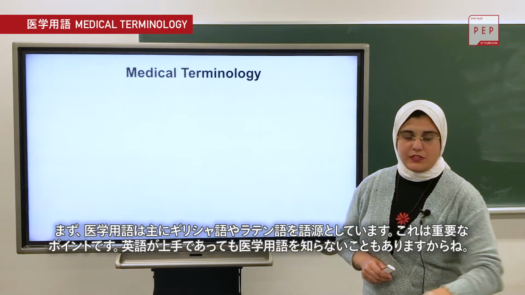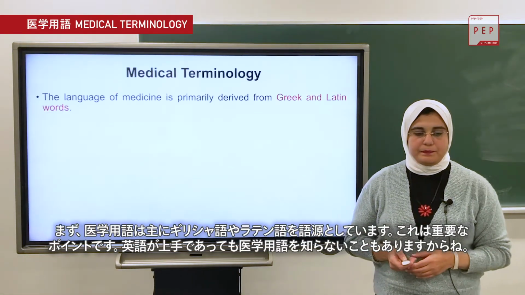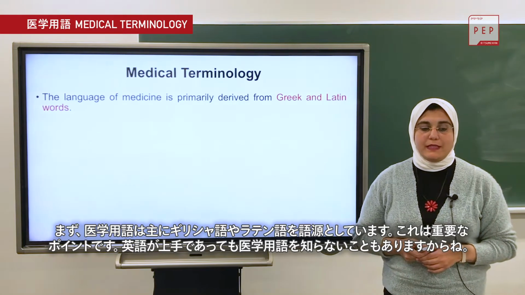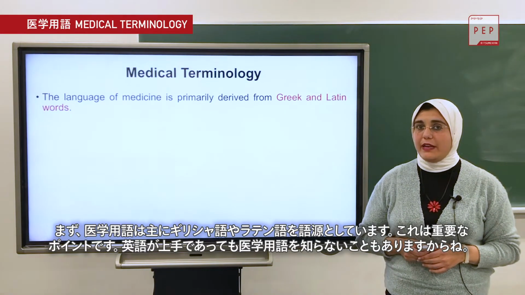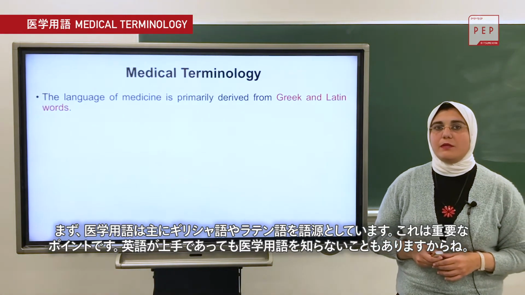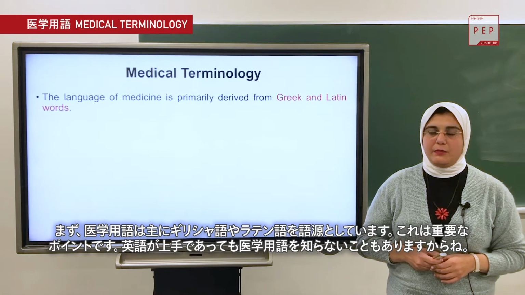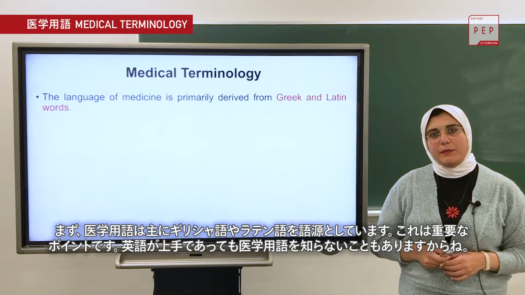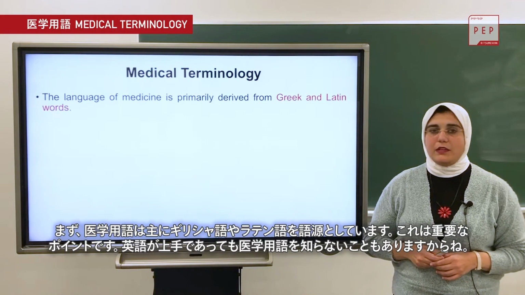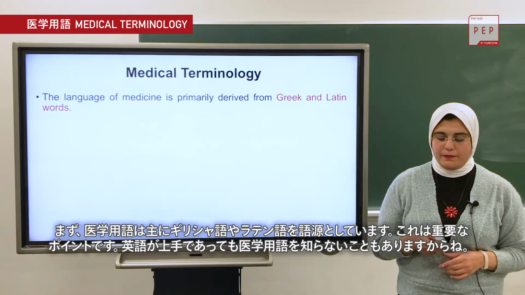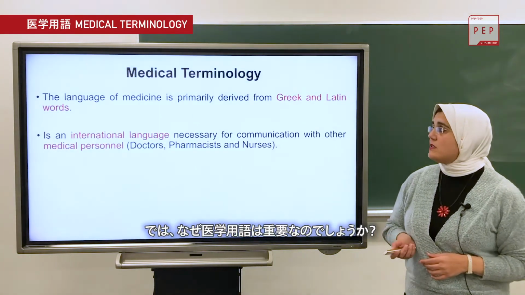So first, medical terminology is the language of medicine, primarily derived from Greek and Latin words. This is an important point to know about medical terminology because even people who can speak English very well don't understand medical terminology. Next, why is it important?